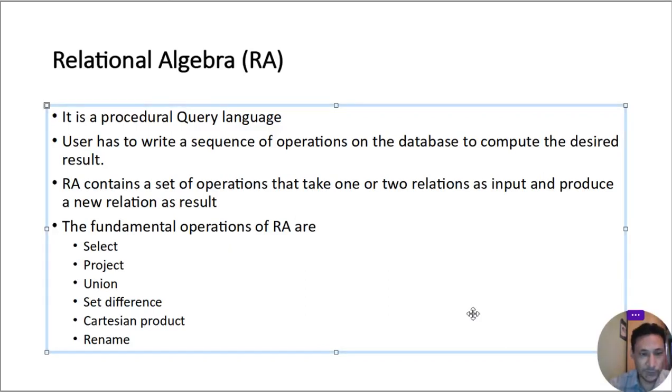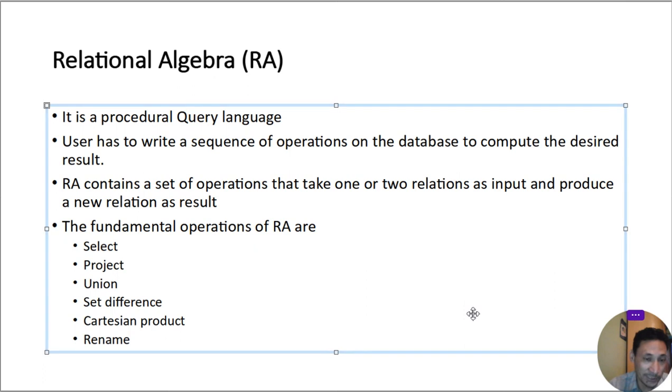Hello everybody, in this video I'll talk about relational algebra. Relational algebra is a procedural query language that is used to interact with the database tables. It is used to retrieve data from the database or manipulate database, insert records. Actually, relational algebra is a procedural language. That means the user has to specify a sequence of operations on the database to compute the desired result.